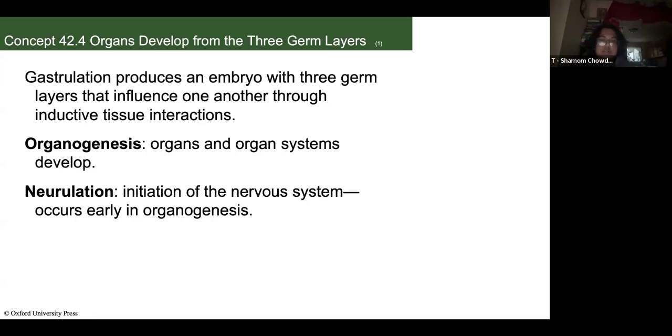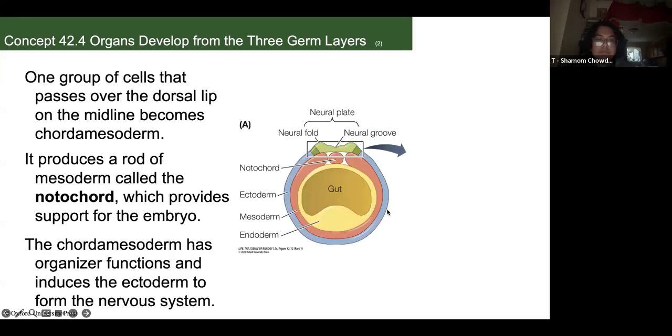So gastrulation, once again, produces an embryo with three germ layers. Then there's organogenesis, which is your organs developing, and neurulation, which is initiation of the nervous system. So here you have a specified ecto-, meso-, and endoderm. A group of cells pass over the dorsal lip and then they become the chordamesoderm.